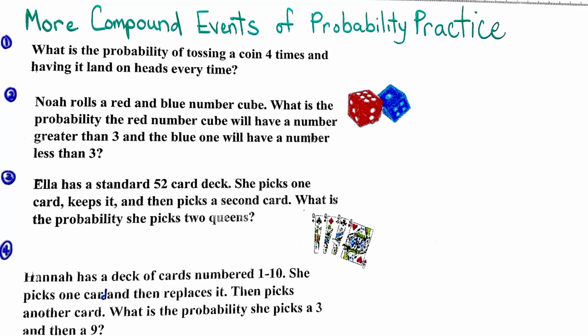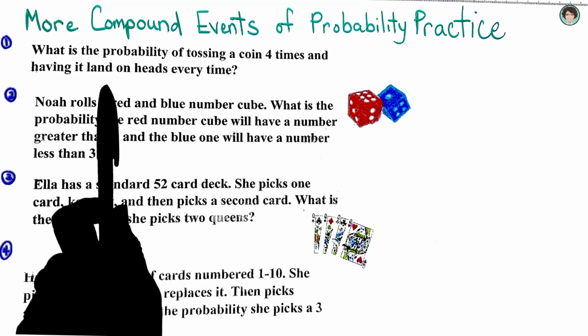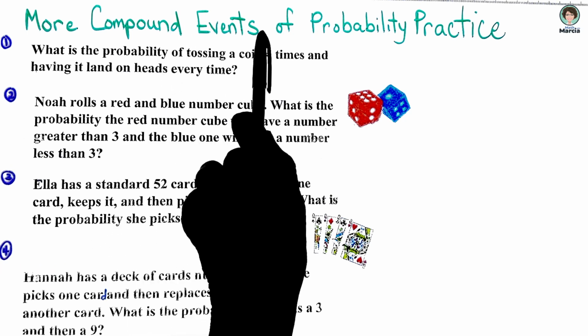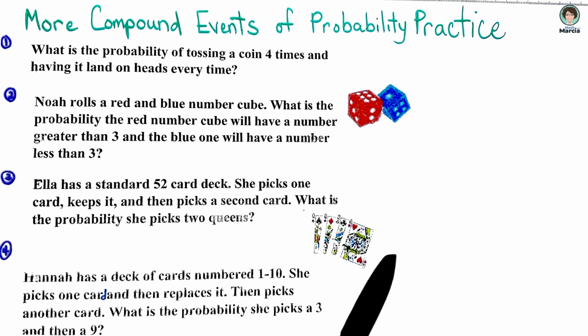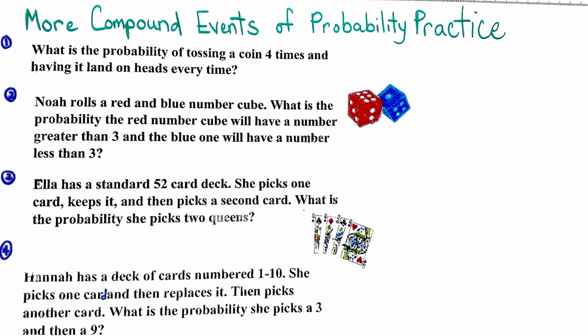For this lesson, we're going to focus on more practice of compound events of probability. And remember, when we're doing this, we're going to be using the theoretical probability, the likelihood of something to happen over the possible outcomes. So let's look at number one.